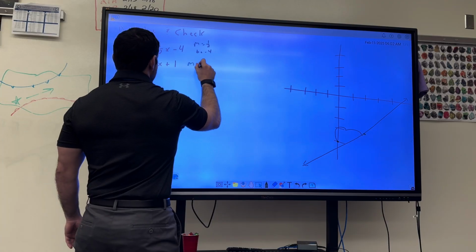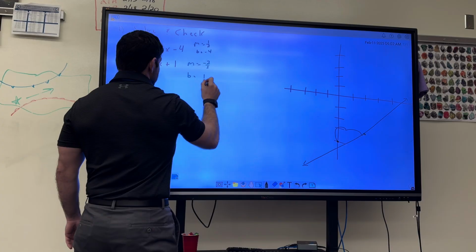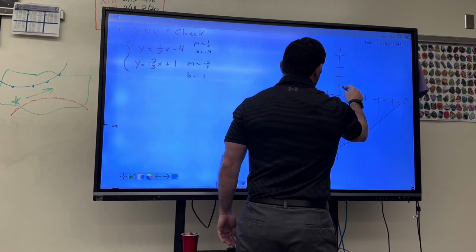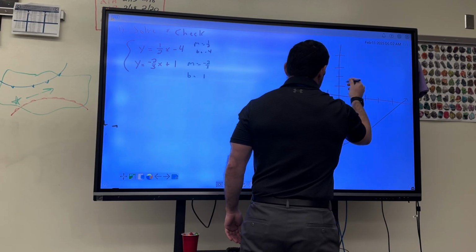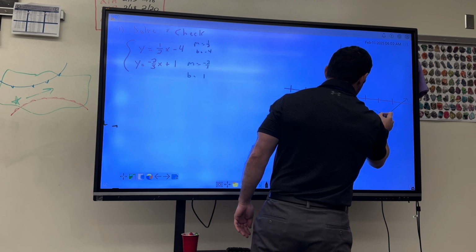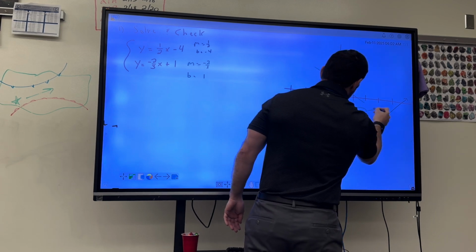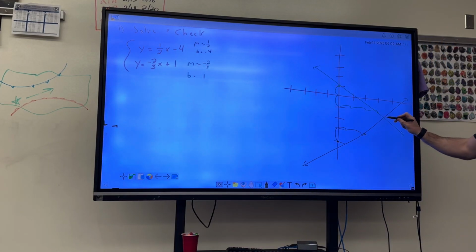Then I have m equals -2/3, b equals 1. Down 1, 2 over 1, 2, 3. Okay, so here's my intersection. Maybe like that. And I'm guessing, okay? Because that's what it looks like.